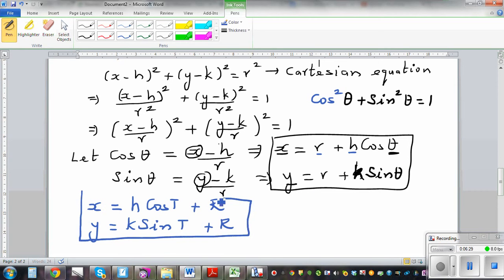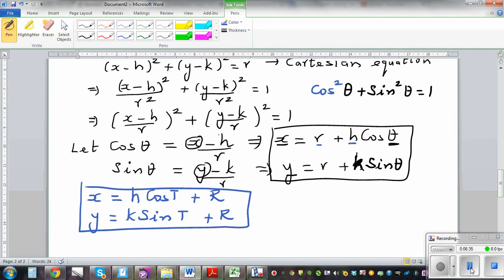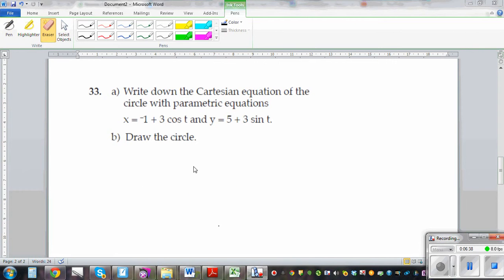How can we use this? I'm going to pause and go back to this question. Even if you haven't understood anything I explained previously, let's look at this question. If you know a bit of trigonometry, you can do this. The question is: write the Cartesian equation of this parametric equation. Let me write it here. x is equal to -1 plus 3 cos t.